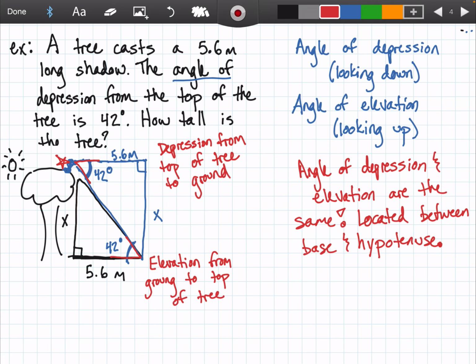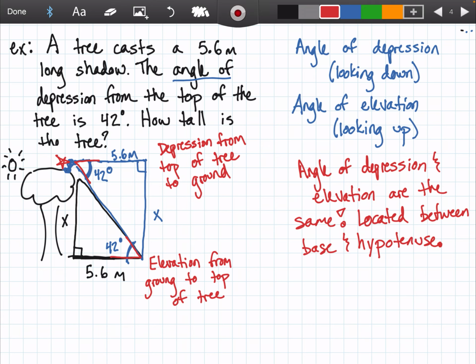They are always located between the base of the triangle and the hypotenuse of the triangle. Always, always, always. Because as is illustrated here, the only difference between the two is which way I'm drawing my triangle. Am I drawing my triangle upside down like the blue one to give me an angle of depression? Or am I drawing my triangle normal ways to give me an angle of elevation? Point is, they are the same thing.